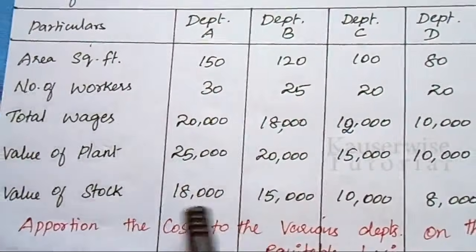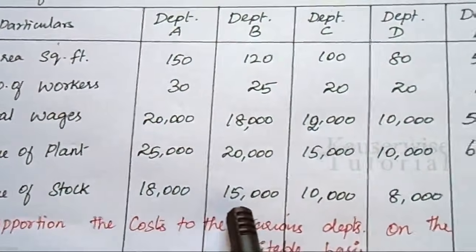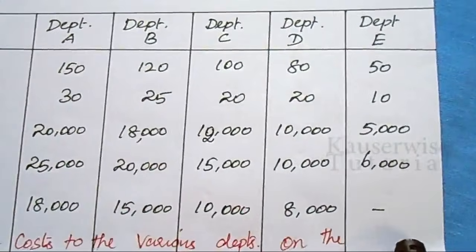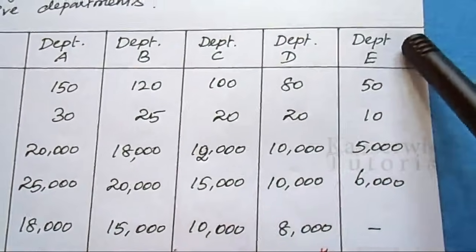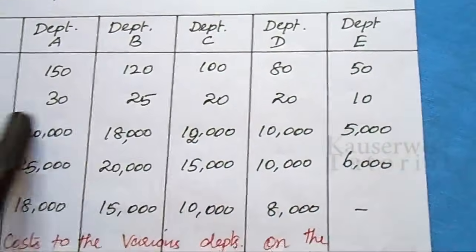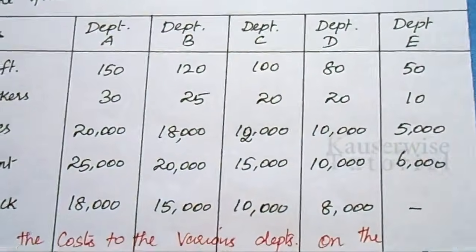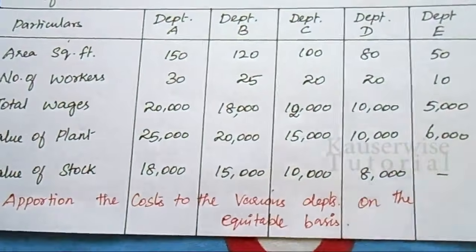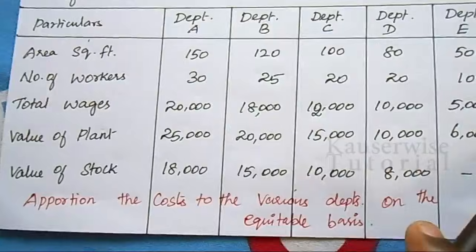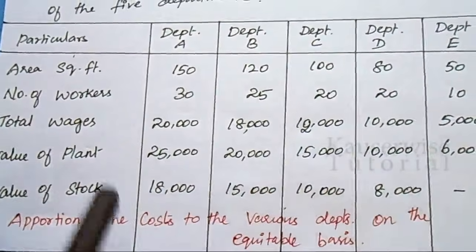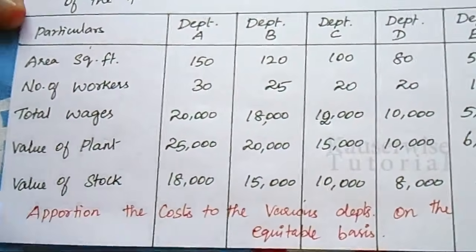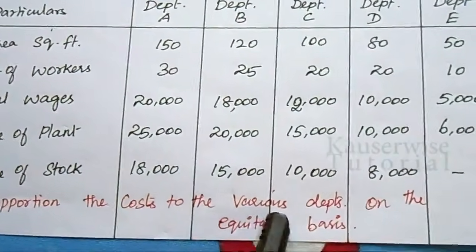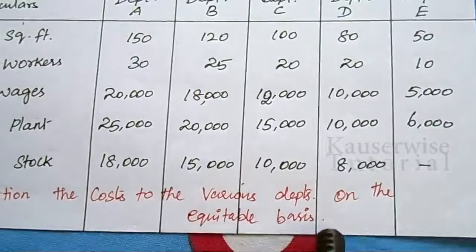Value of stock: in department A 18,000, B 15,000, C 10,000, D 8,000. There is no stock in department E. Why? Because it is a service department. So these are the 4 production departments where we require stock, but in the service department we need not have any stock. So this is the information regarding the 5 departments, and with the help of the above information they ask you to find out the apportionment of cost to the various departments on an equitable basis.